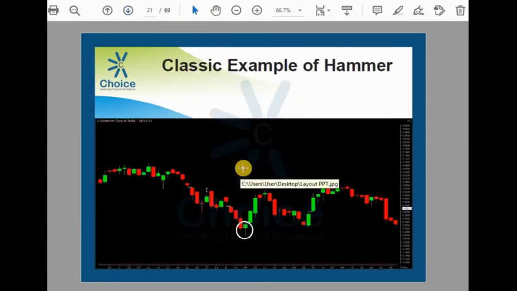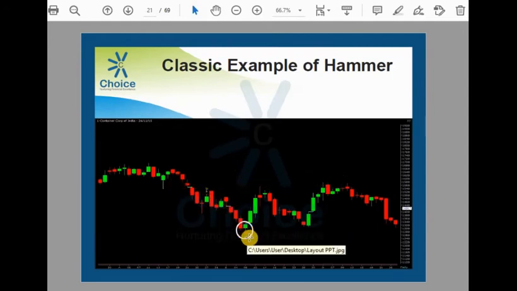This is a classical example of a hammer, in which at the bottom of a downtrend we can see a hammer candlestick, which signifies the trend is going to reverse in the opposite direction, which is a significant mark where a buyer can take a buy position or a long position.